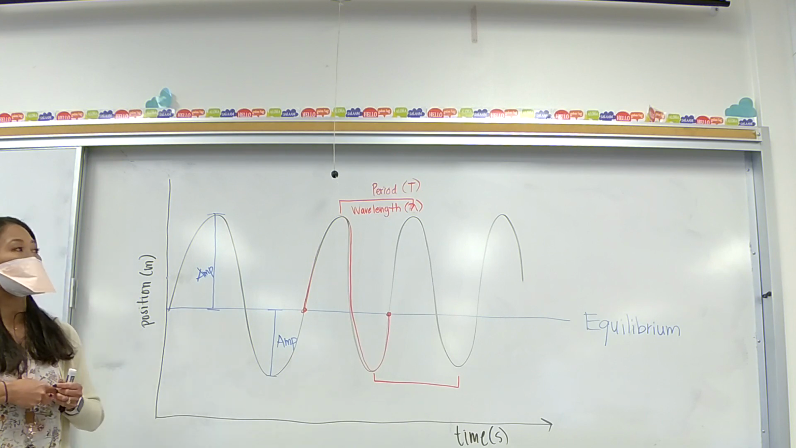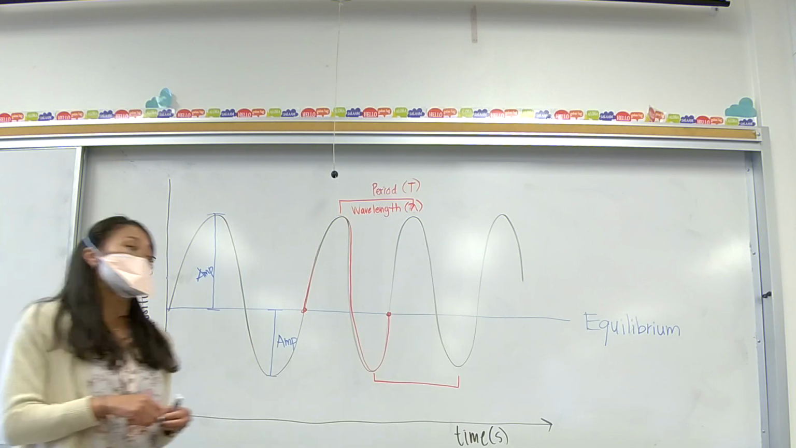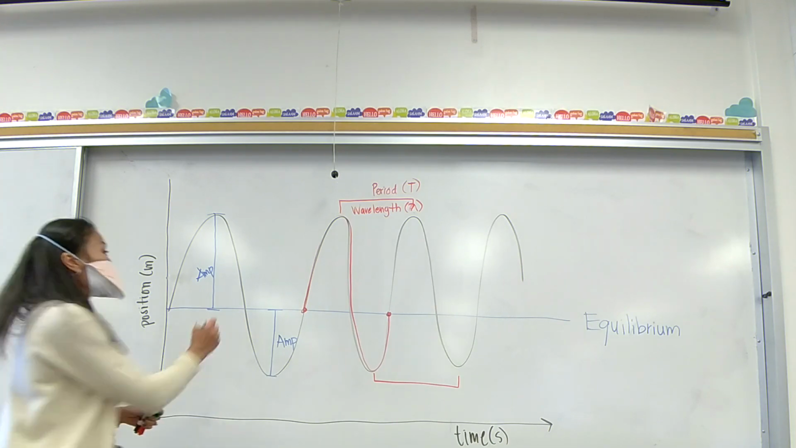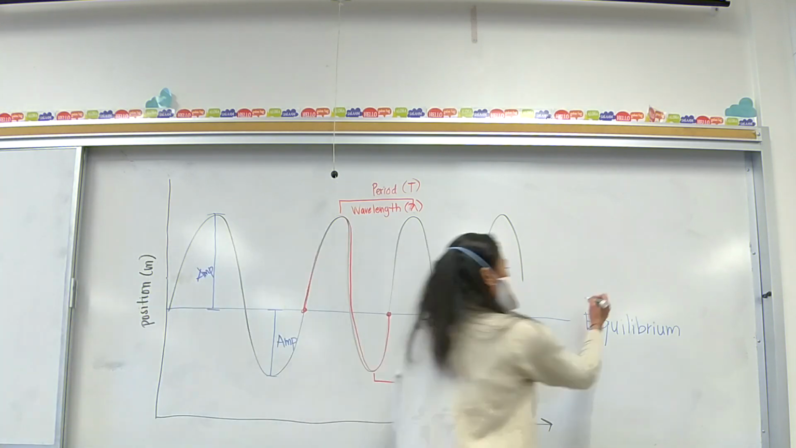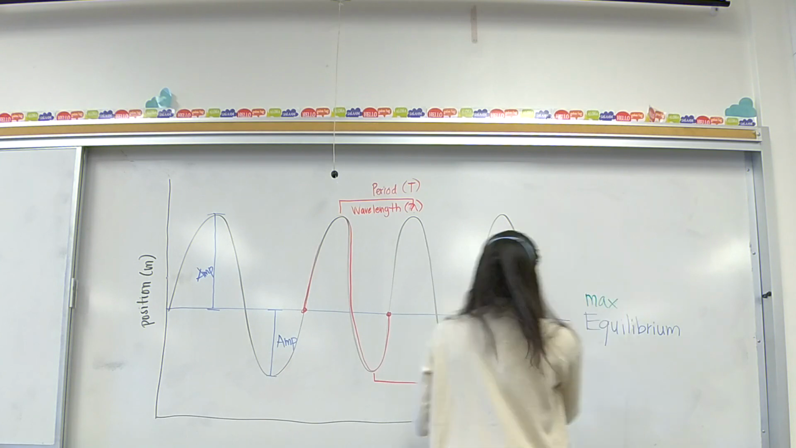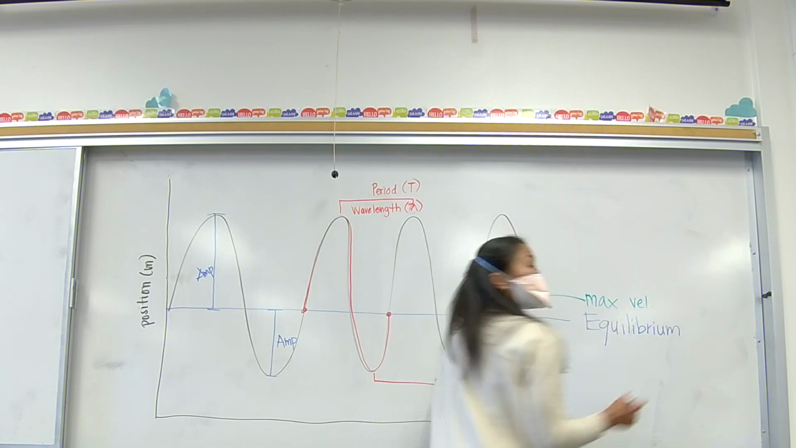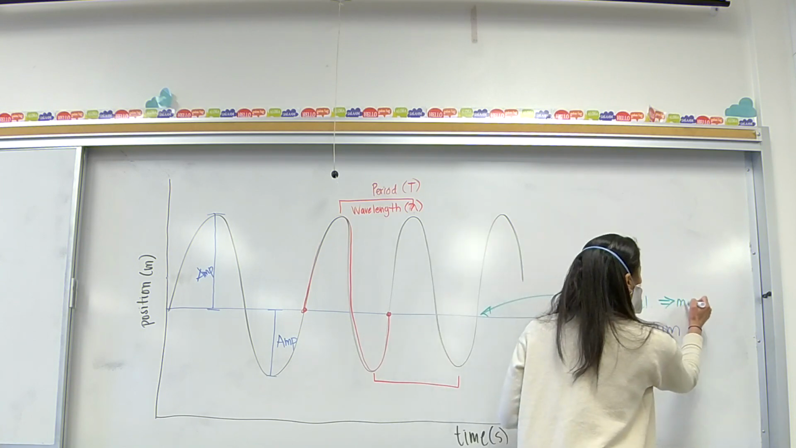Any thoughts on maximum velocity? Where do I have maximum velocity on this graph? Where is it its highest speed, Greta? Right at equilibrium. This is max velocity, which also means it's max kinetic energy.